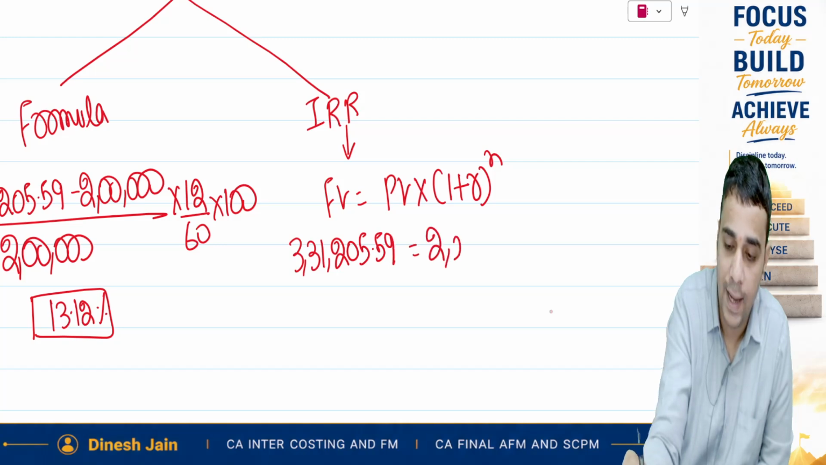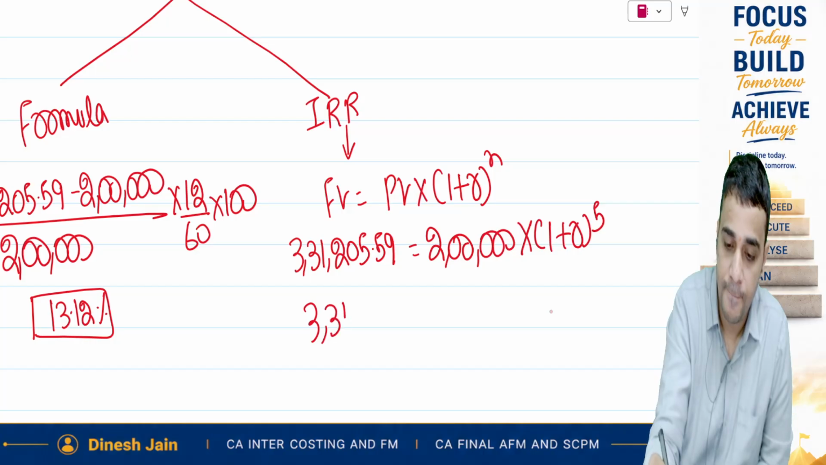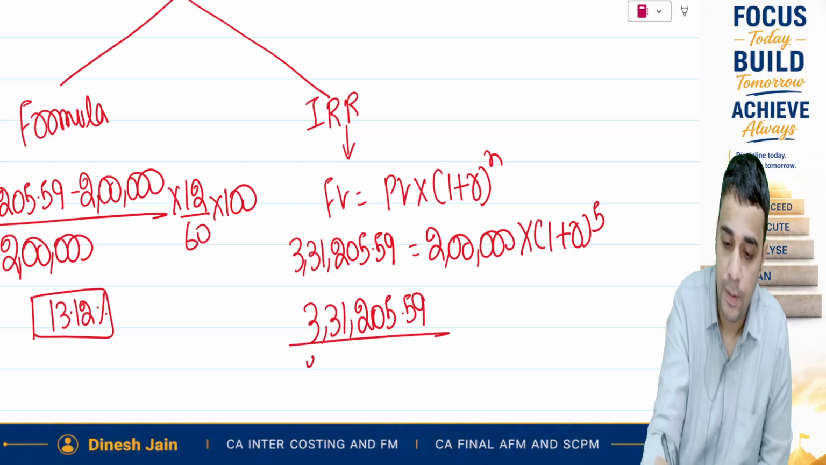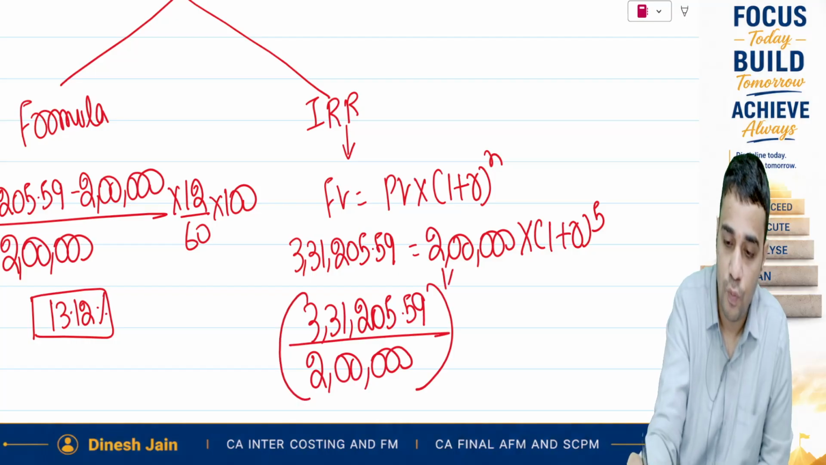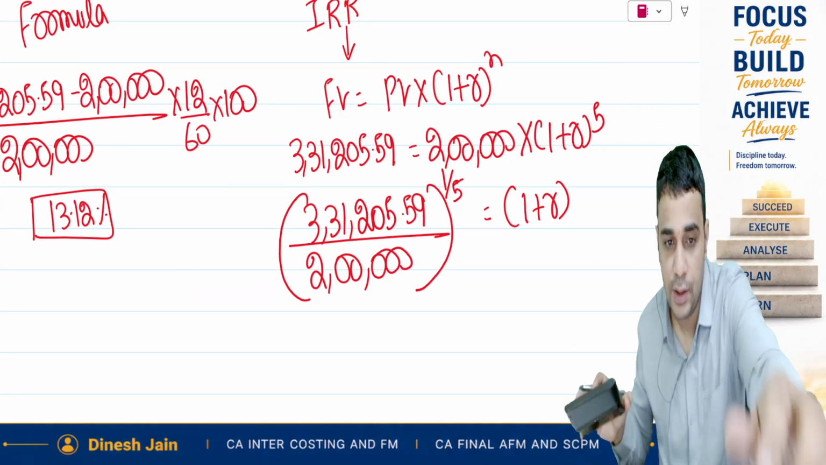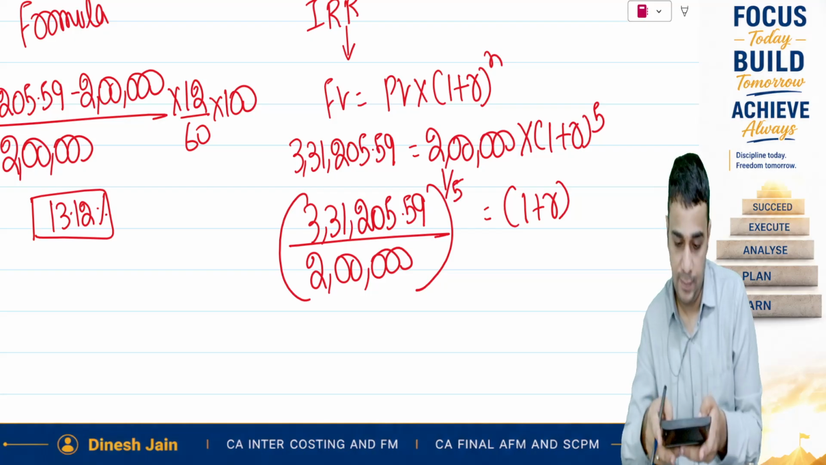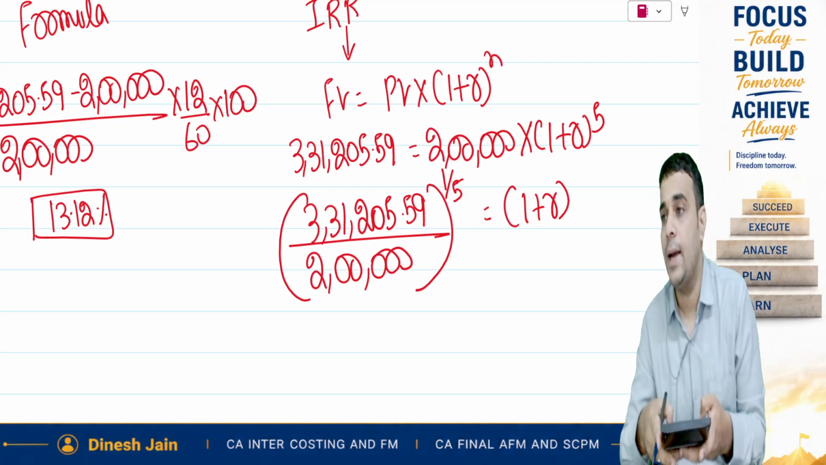331.59 equal to 2 lakh into (1 plus r) power 5, divided by 2 lakh, power 1 by 5. Let's do it in the calculator so that you also repeat that analysis. 331,205.59 divided by 2 lakh.